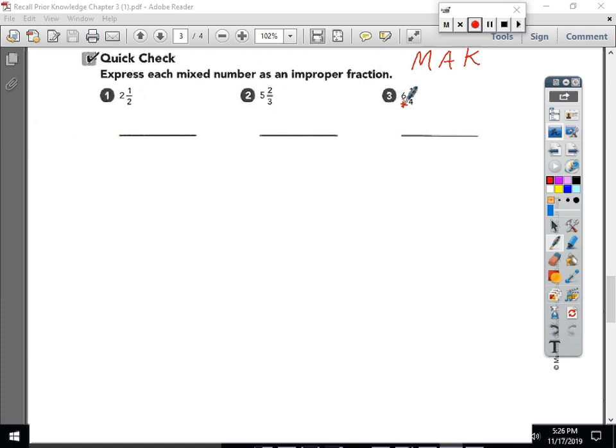4 times 6 gets me 6, 12, 18, 24. And 24 plus the 1 more up top will get me 25. Now where does that denominator come from? Oh, that's right, the K in MAC says keep. I need to keep it. So it was fourths, it's still fourths. This is the answer they're looking for.